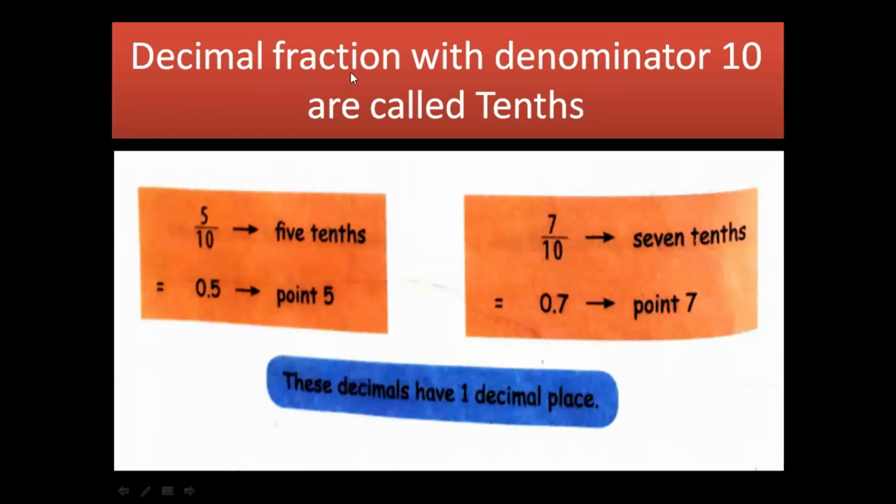Decimal fractions with denominator 10 are called tenths. These decimals have one decimal place. For example, 5 by 10. It is 5 tenths. We can write it as 0.5. Put the decimal point after one decimal place. Next, 7 by 10, 7 tenths. That is 0.7. We call it zero point seven. These decimals have one decimal place.